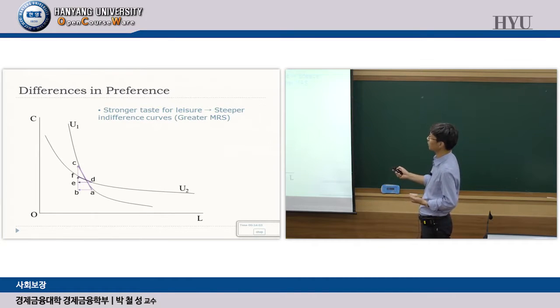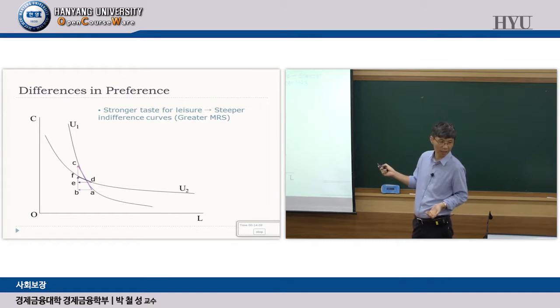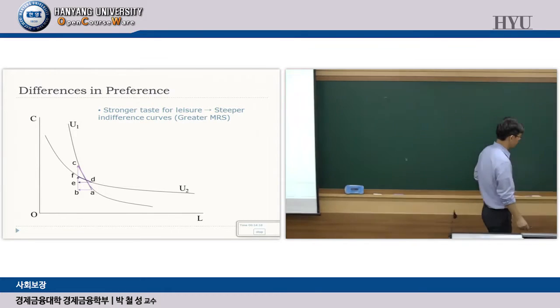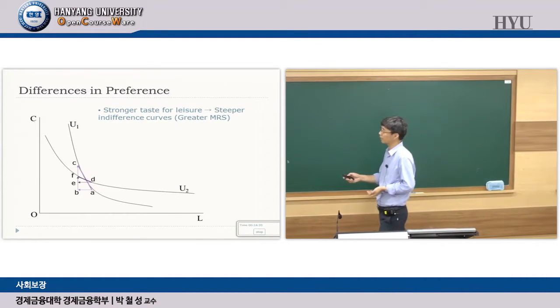So a stronger taste for leisure just means this person likes leisure a lot, which just means steeper indifference curves. Or we can say greater MRS, or the slope is greater. That's basically the same thing.